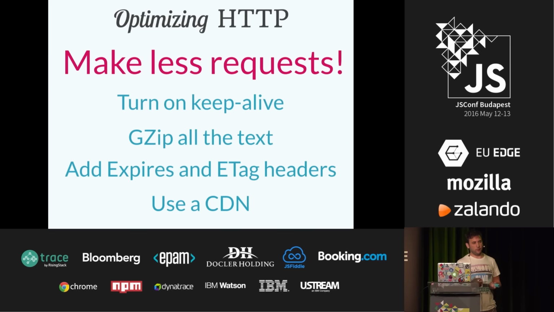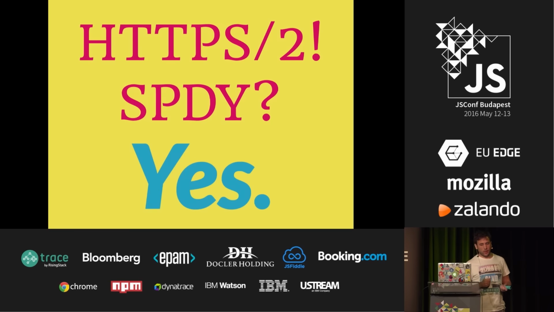When it comes to HTTP, obviously just make fewer requests, and we all can be done. Turn on Keep Alive, because that way you don't have to go through all of the handshakes involved in setting up a connection. Obviously, gzip all the text, add expires and e-tag headers, and use CDNs. So there's not a lot of explaining that's required there. And absolutely look into using HTTP/2, HTTPS, SPDY, and all these things, because they come with a lot of different benefits for you.